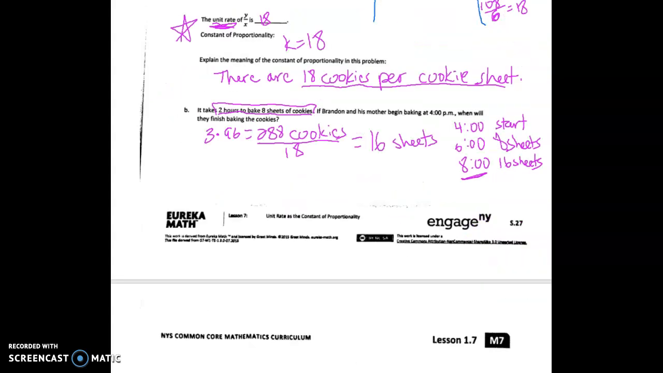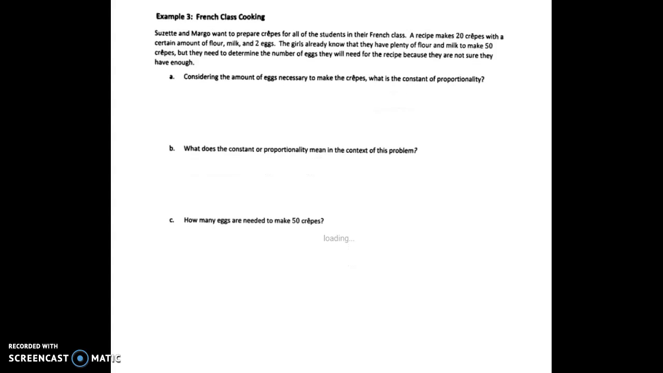All right, let's look at one more example. A little different here. But again, it's that idea of just figuring out what we need, our constant. So Suzette and Margot want to prepare crepes for students in their French class. A recipe calls for 20 crepes with a certain amount of flour, milk, and 2 eggs. They already know they have enough flour and milk, but they want to figure out how many eggs they need to make 50 crepes.